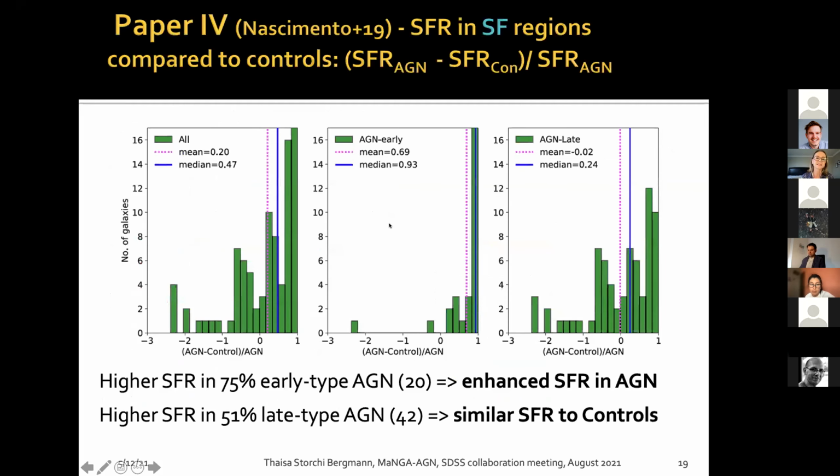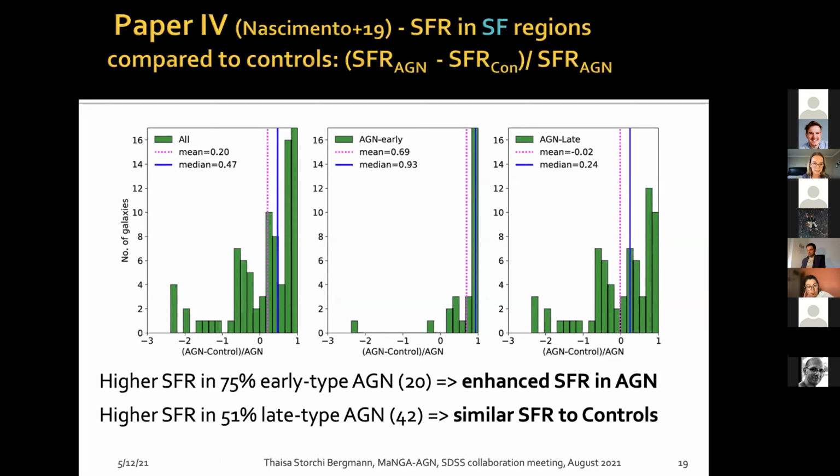And this graph is a little complicated to see, but what it says is that when we compare the star formation rate between the AGN and the control and divide by the star formation rate from the AGN, we see the following. The conclusion is the following. We see enhanced star formation in 75% of the early type AGN. So there is higher star formation rate in the disk of the early type AGN than in the controls.